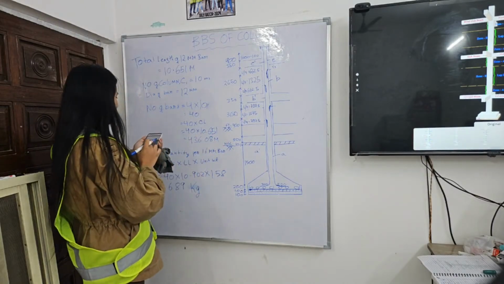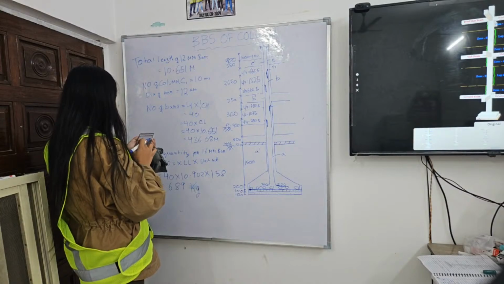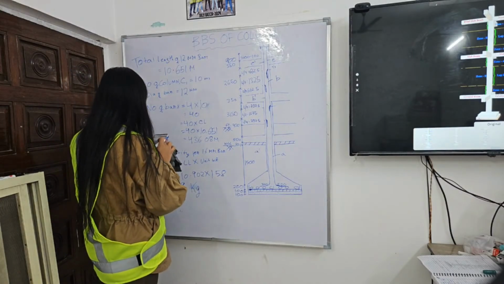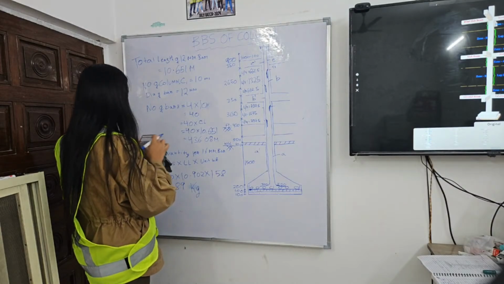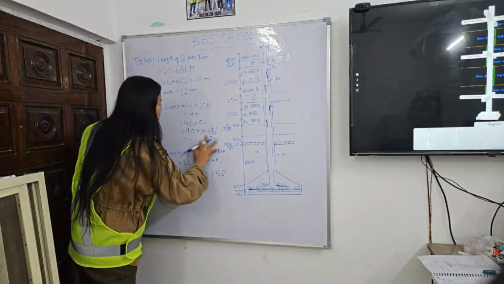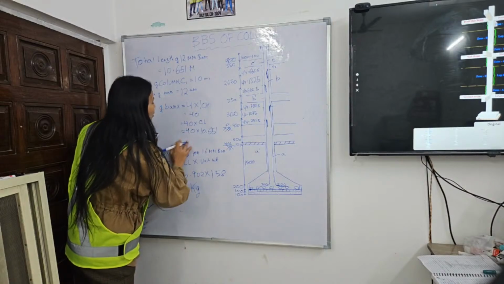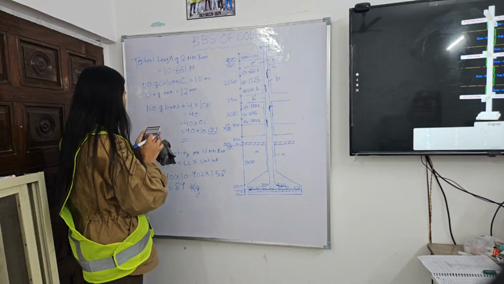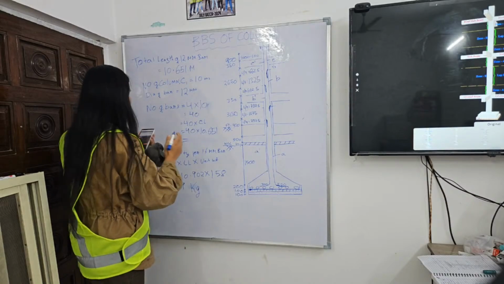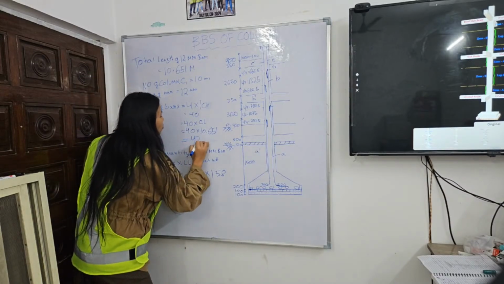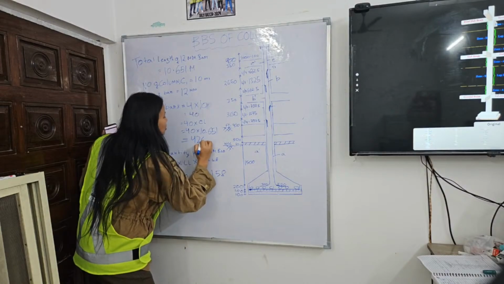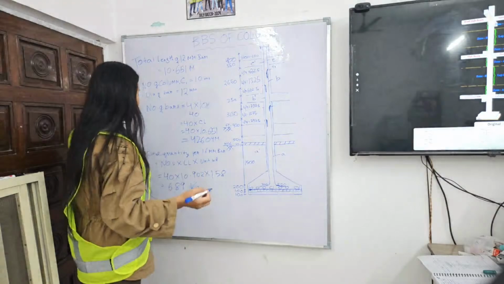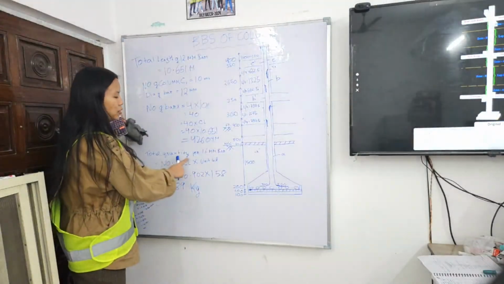I'll calculate this. 40 into this much, 40 into 10.651 is 426.04 meter. Okay.